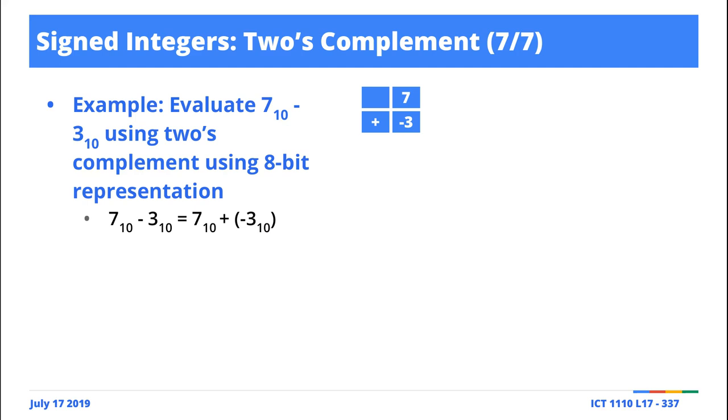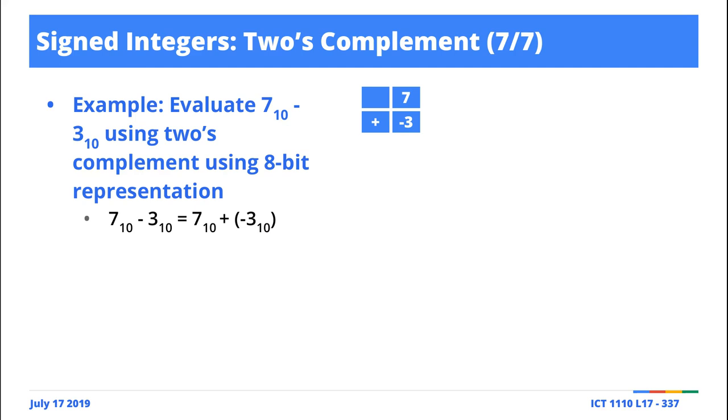We flip the bits, right? 1, 1, 1, 1, 1, 1, 0, 0. And then we add a 1. Right, so what we are saying is we are trying to add 1, 1, 1, 1, 1, 0, 1. Using 8-bit representation. 1 and 1, 0. Carry 1. 1, 1, 1, 1. Carry 1.